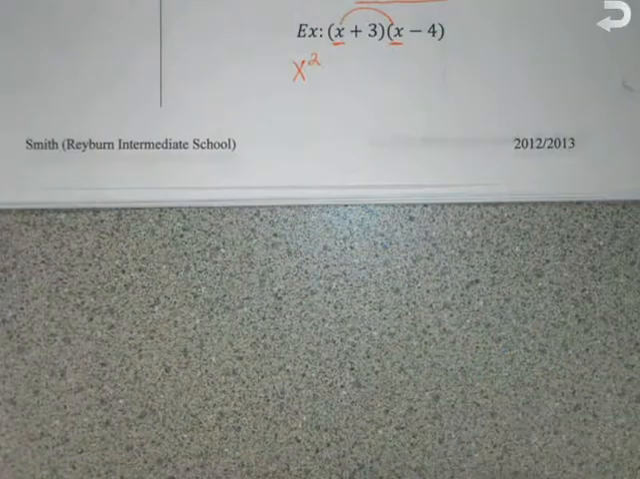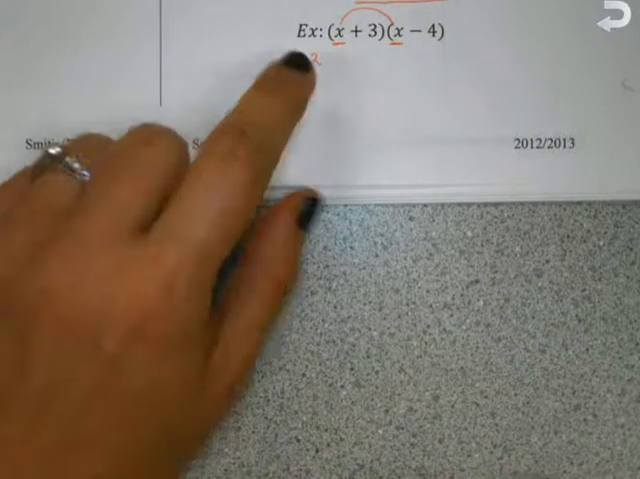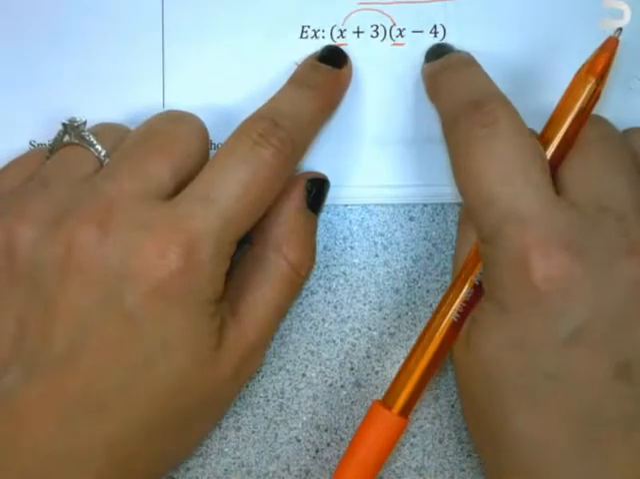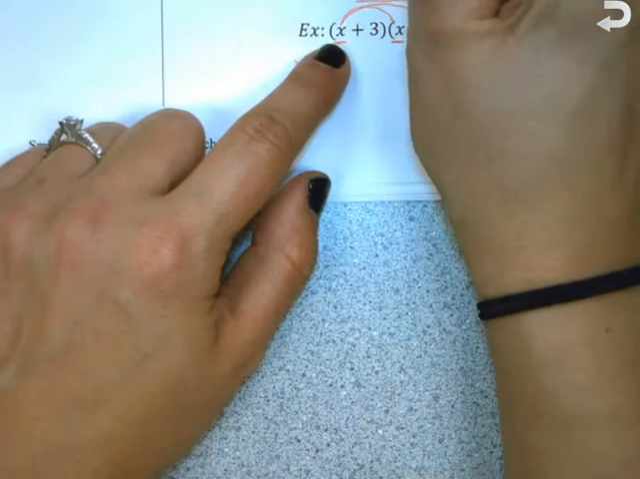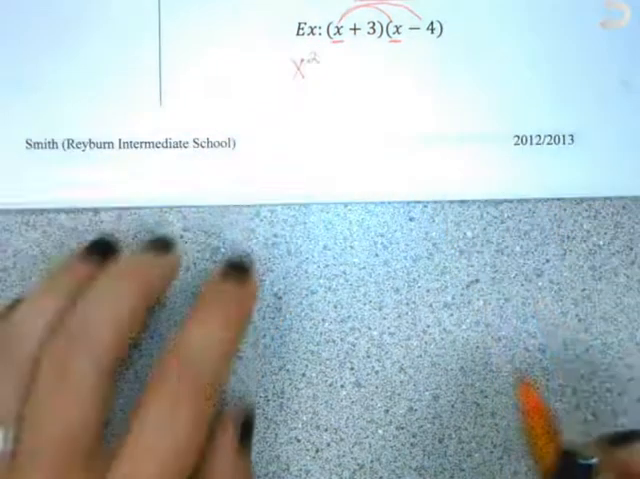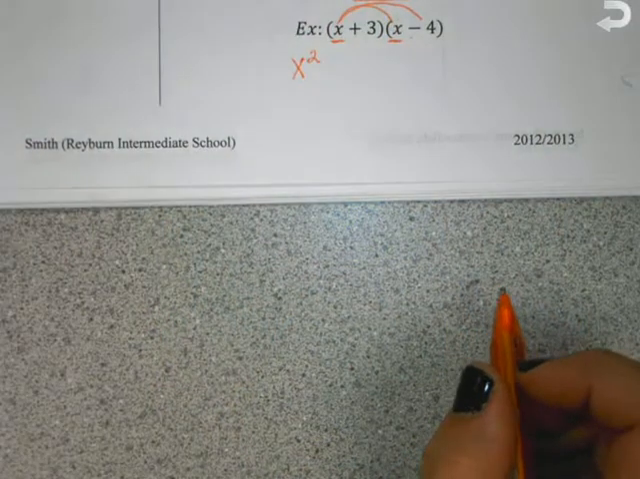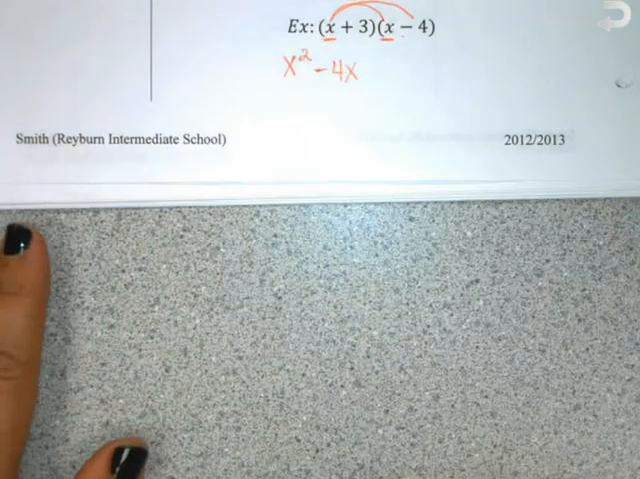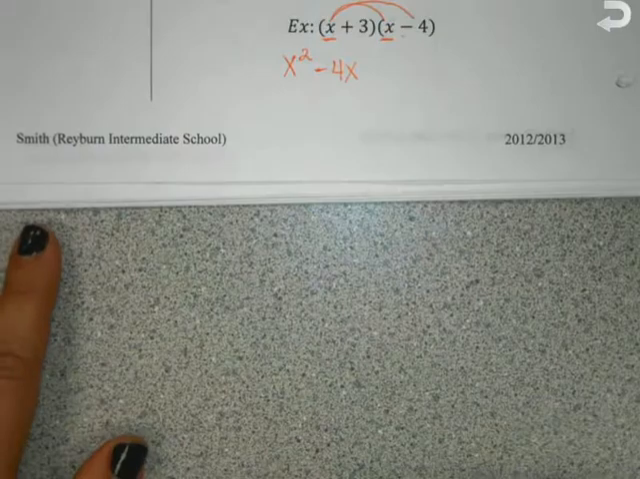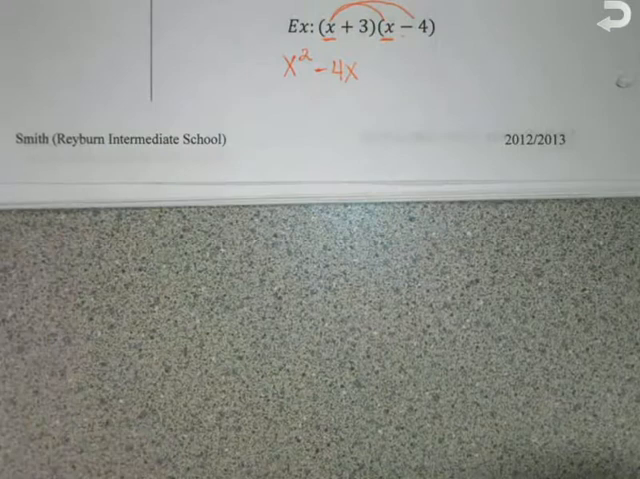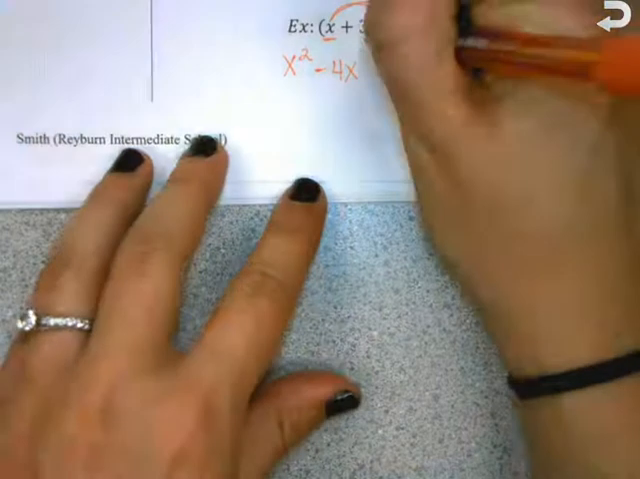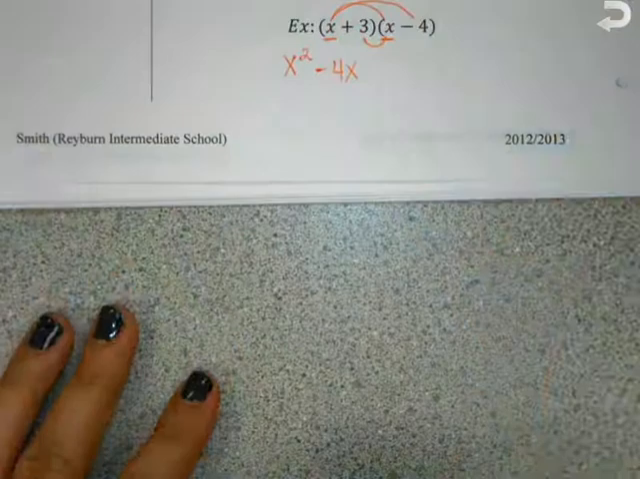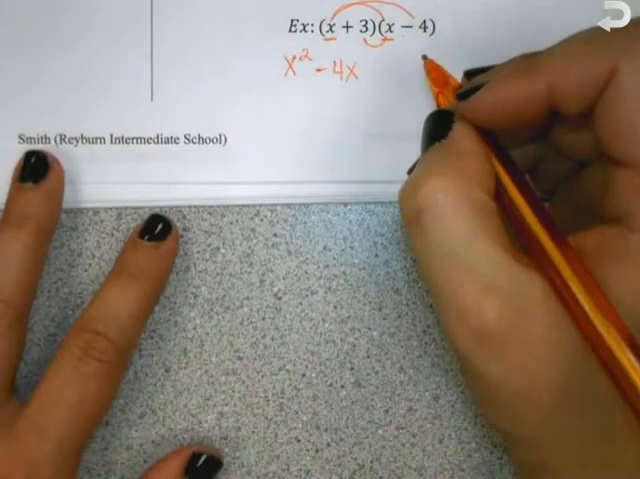O in FOIL stands for outside, which means I multiply the two outside terms. The two outside terms are x and negative 4. What's x times negative 4? Negative 4x. I stands for inside. The two inside terms are 3 and x. So that is going to be positive 3x.